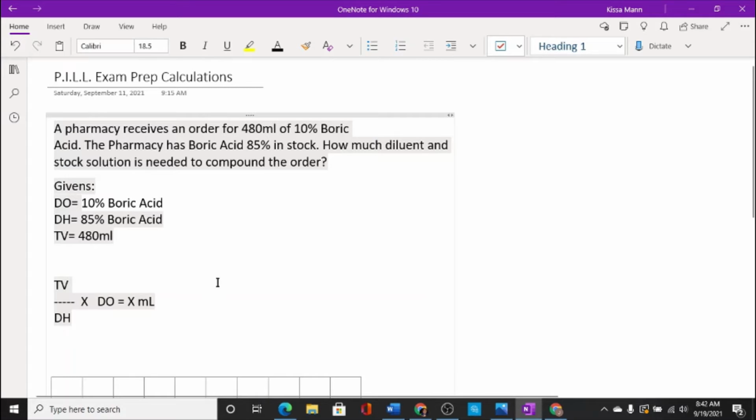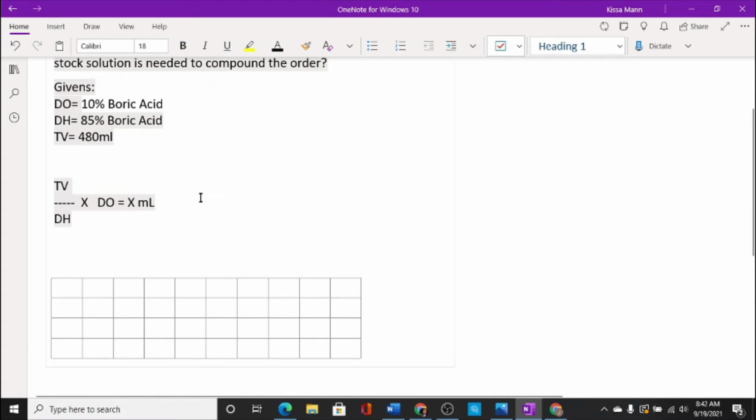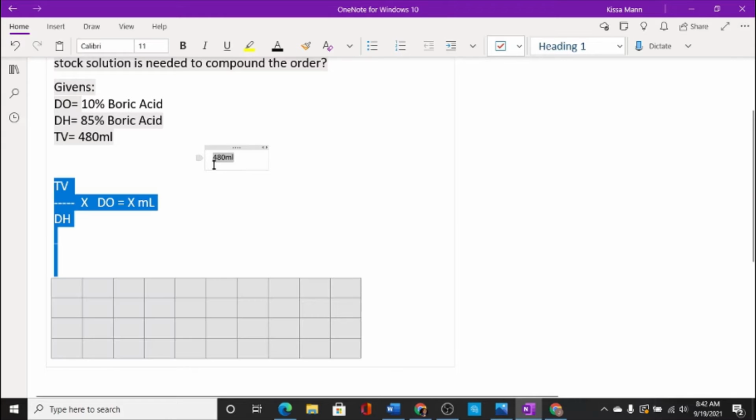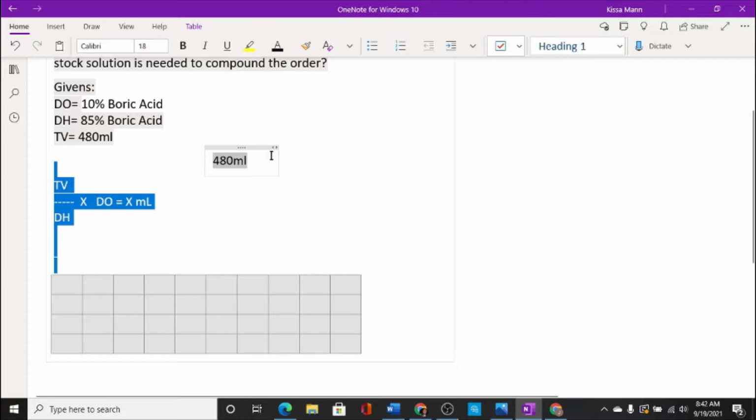Now looking at our formula, total volume divided by dose on hand multiplied by dose ordered. Let's see if we can insert a table. Total volume, 480 milliliters. Let me see if I can make that a little bit larger. Or a lot bit larger. Let's say 480 milliliters. There we go.